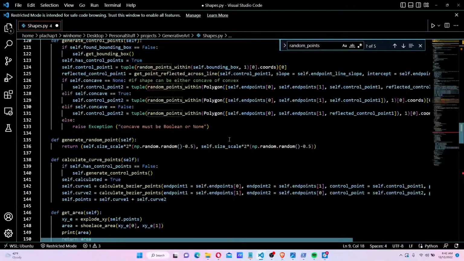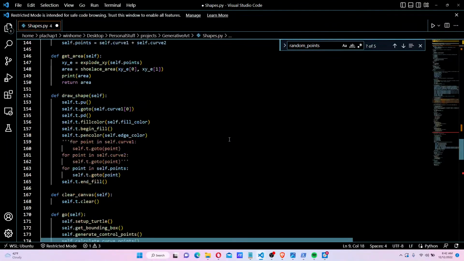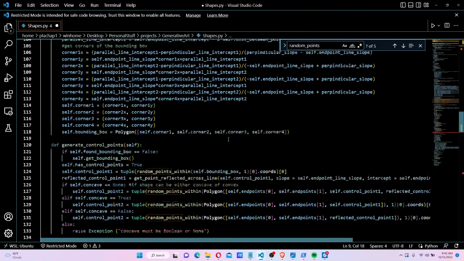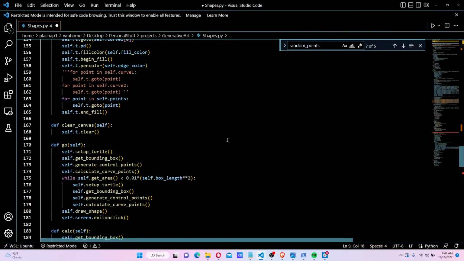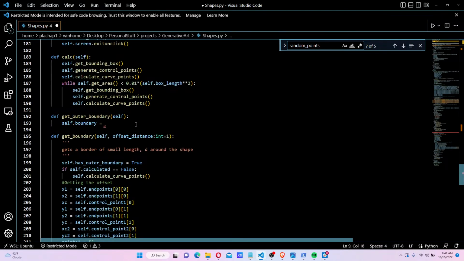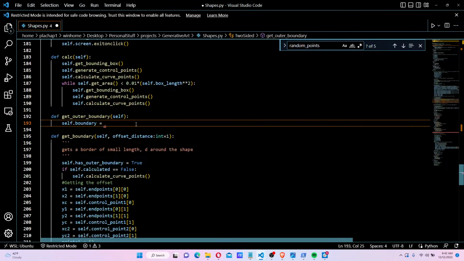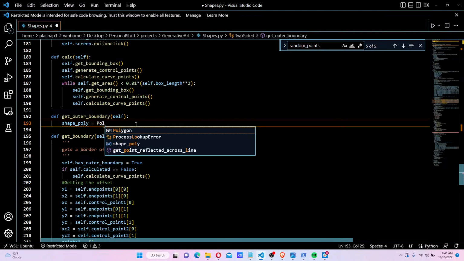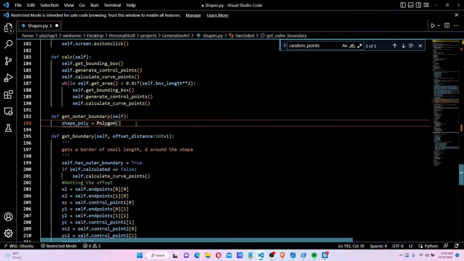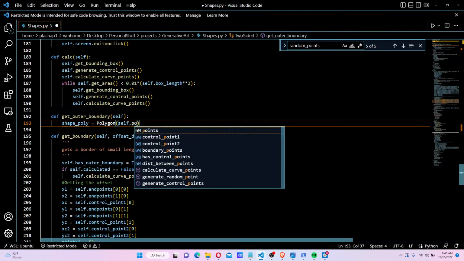Now boundary, self. So the shape polygon is equal to polygon self dot points.